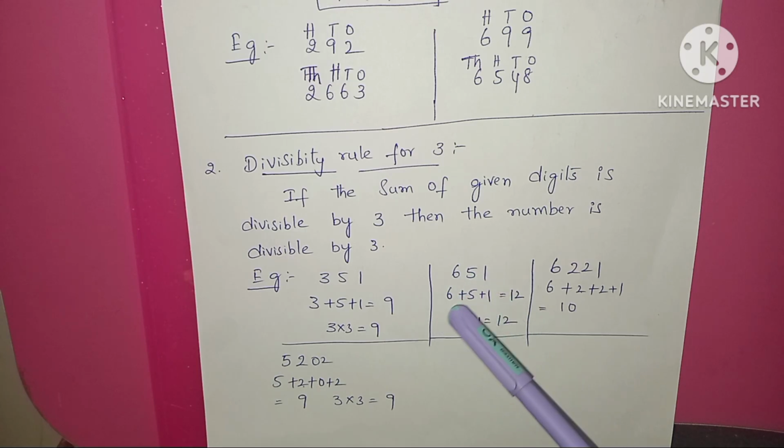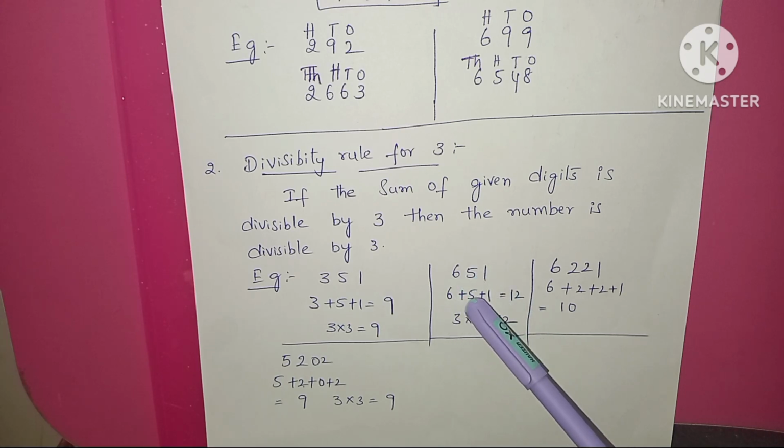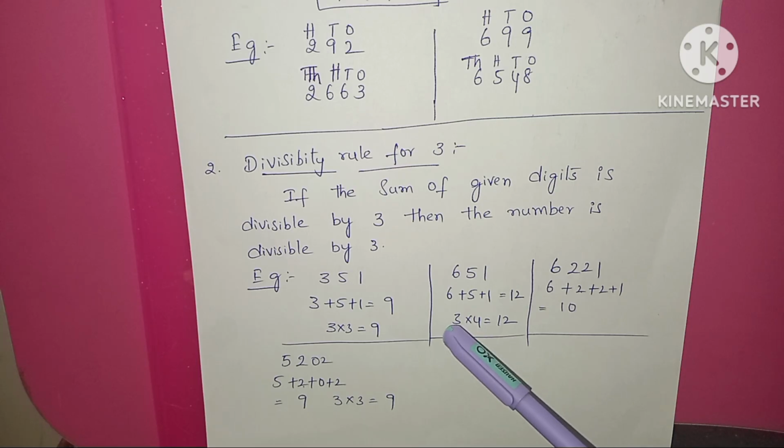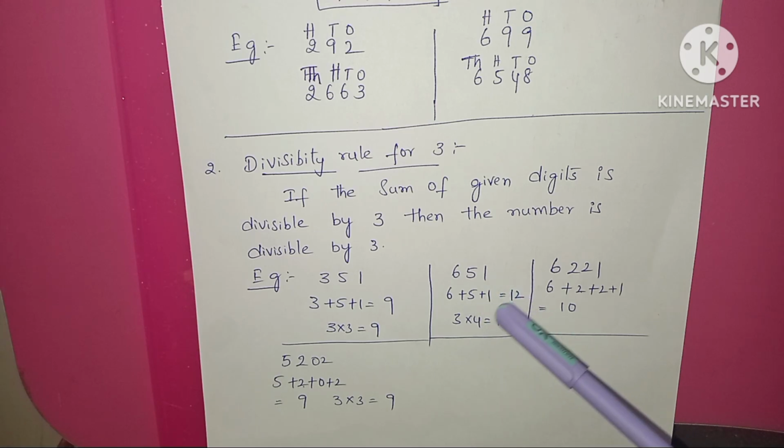651. If we do the total for these three numbers, 6 plus 5 plus 1, just adding the given set of numbers, if the number we get is in the third table, we can decide it is divisible by 3. So the total is 12 and 3 4s are 12. So it is divisible by 3.